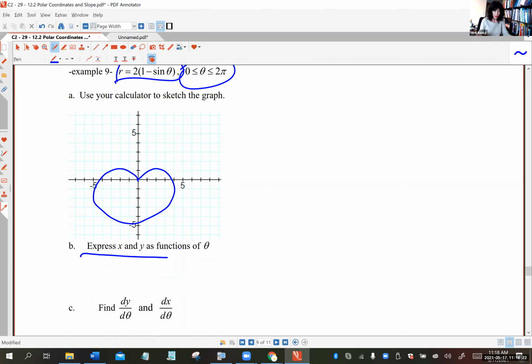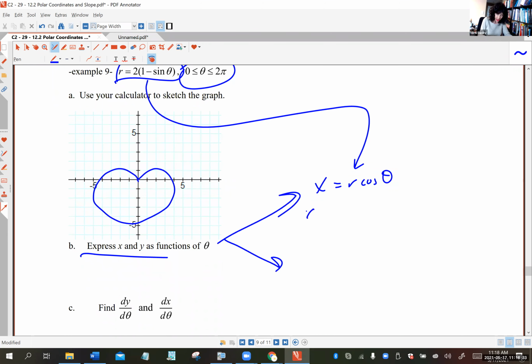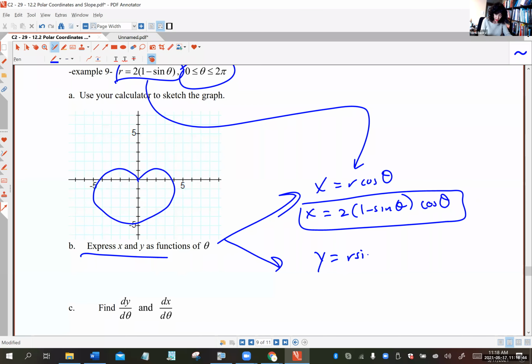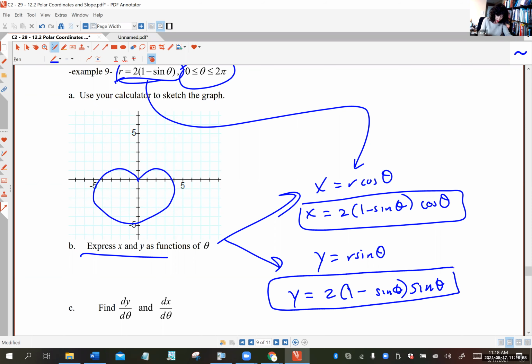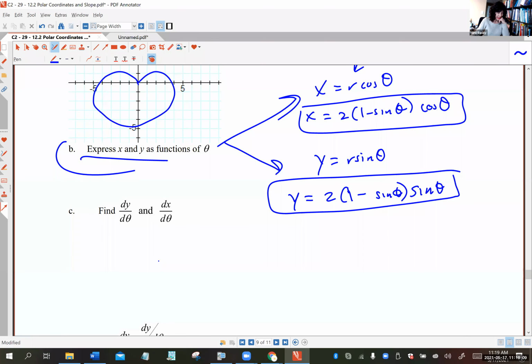Okay, step 1, essentially, express x and y in terms of theta. Okay, x is equal to r cos theta, but r is 2 times 1 minus sine theta. So x is really this. Yeah, so save that for later. And then y, the conversion formula is r sine theta, but r, again, is that big old mess. So your y is 2 times, oops, parentheses, 1 minus sine theta, sine theta. Okay, so we just did part B. We're done. That's the first step to getting your dy dx. I know. Now, go get dy d theta and dx d theta.